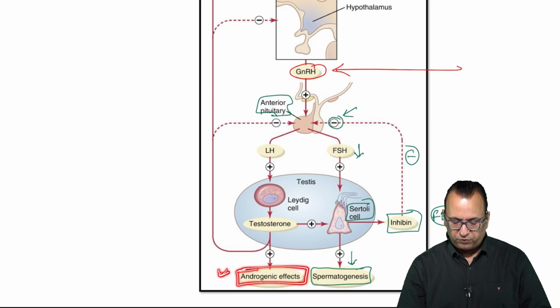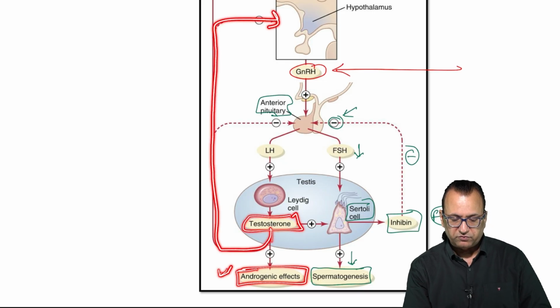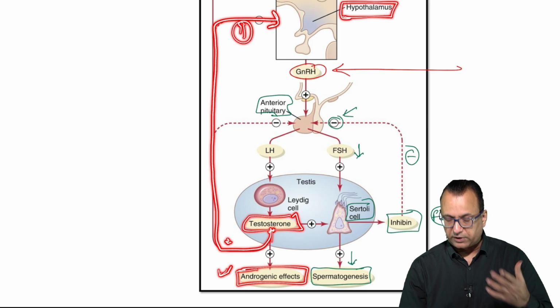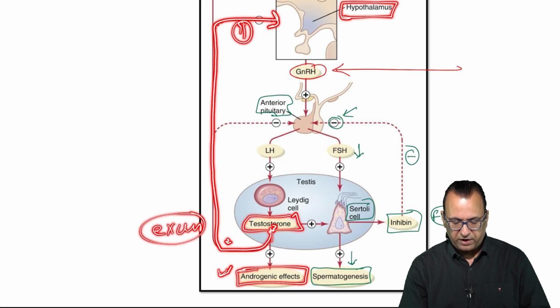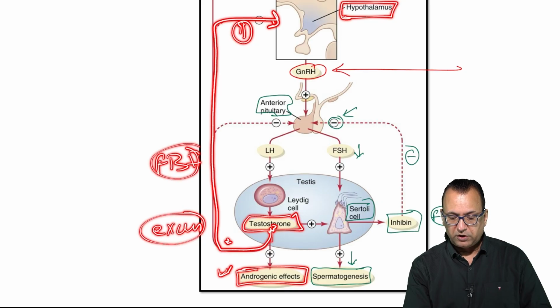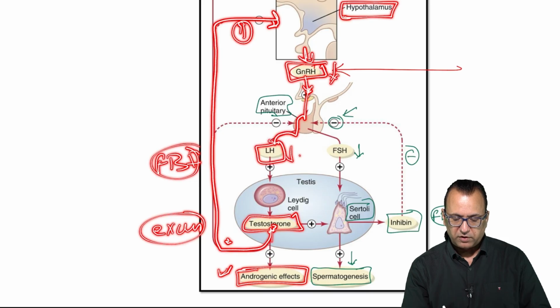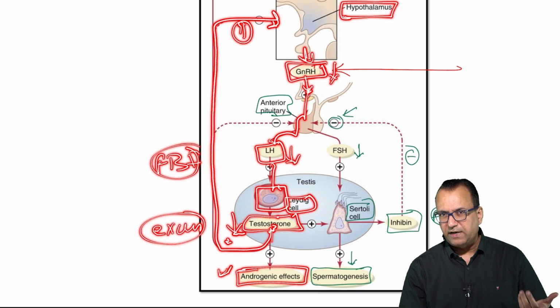Now, if we have too much testosterone, we will always have a feedback inhibition, which works on the hypothalamus chiefly. Number one, if the testosterone you are secreting is in excess, it will have a feedback inhibition, and that feedback inhibition chiefly works on the hypothalamus, which will then reduce the gonadotropin releasing hormone, which will then reduce the luteinizing hormone, which will then not stimulate the Leydig cells, and accordingly testosterone will go down. This is feedback inhibition.